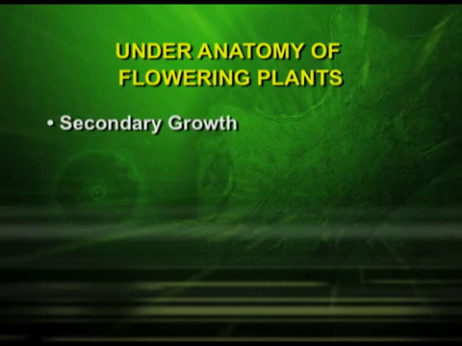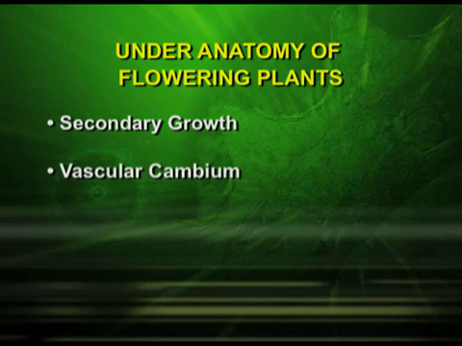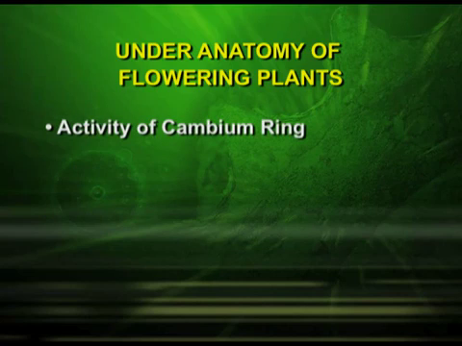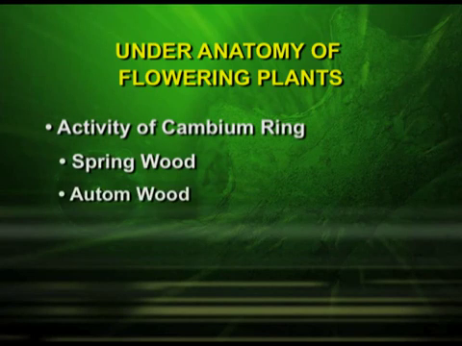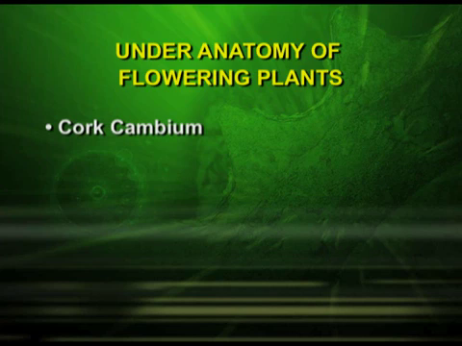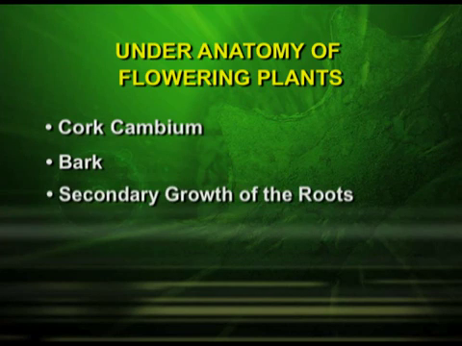Let us have a quick recap of the portions we studied. The secondary growth, which involves the vascular cambium, the formation of the cambial ring, the activity of the cambium ring, the springwood, autumnwood, heartwood, sapwood, cork cambium, the bark, and the secondary growth in roots.